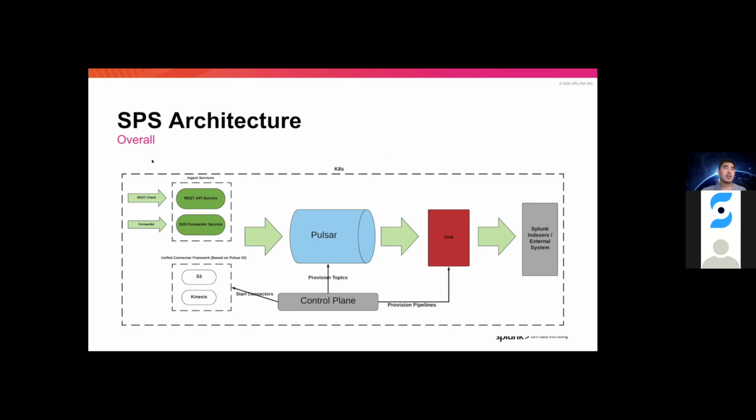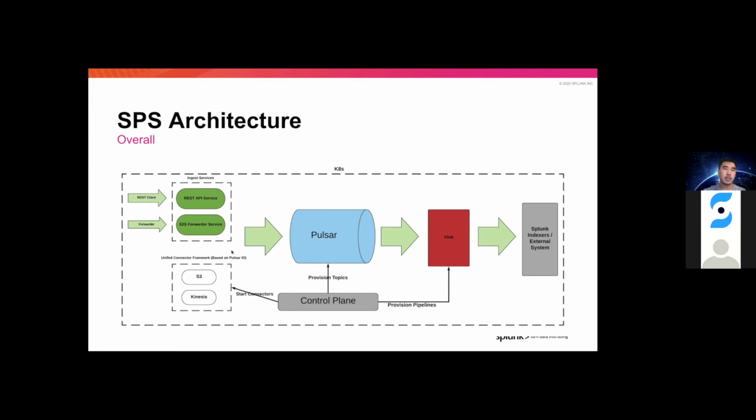On the top left here, there are a couple of ways to ingest data into SPS. One is using an HTTP model. We have a REST API service in which users can send data through the HTTP protocol in the HEC format, which is a proprietary Splunk data format, and it can be ingested into Pulsar and then be processed downstream. The other way to ingest data into Pulsar is through the forwarders.